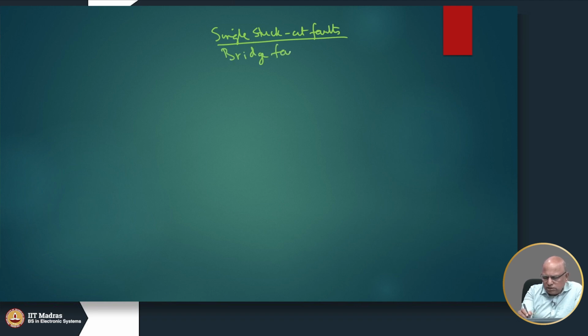So, I hope it is clear to you how tests are generated for any fault. We started talking about single stuck-at faults. Then we talked about bridge faults. Both of these are popular. This is the most popular model. Every industry, every semiconductor company will today use the single stuck-at fault model.